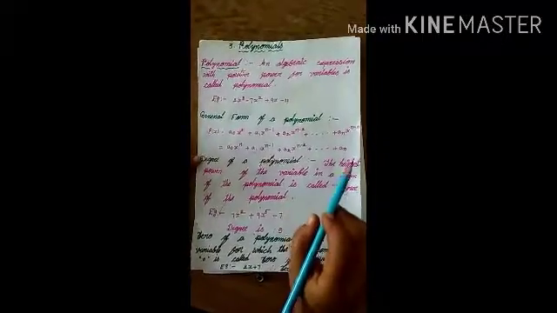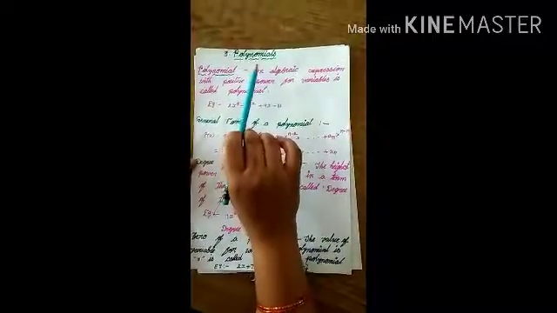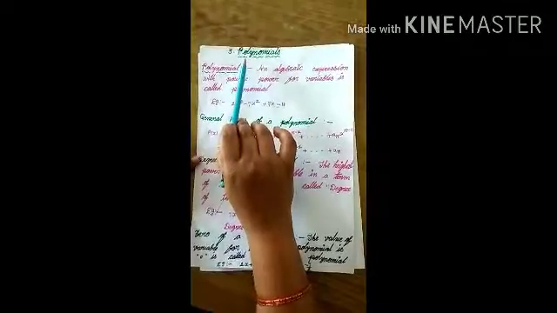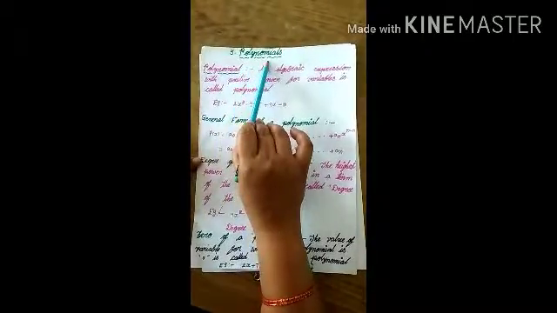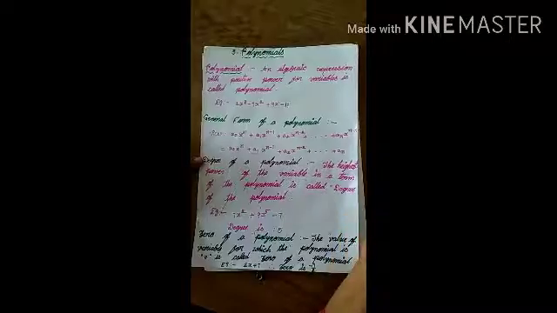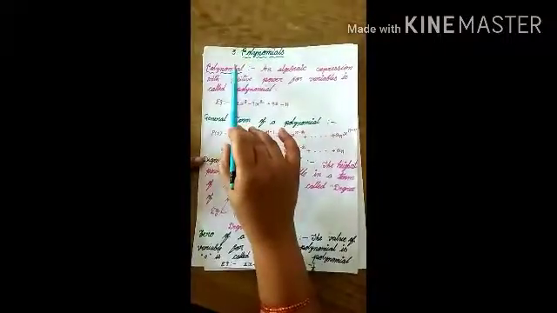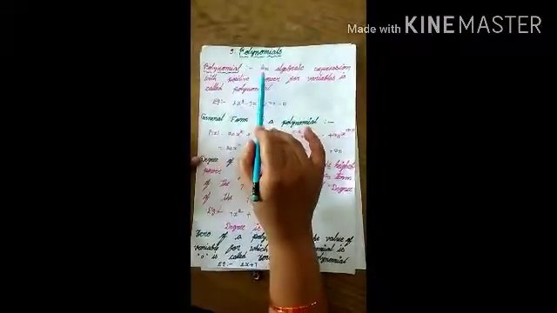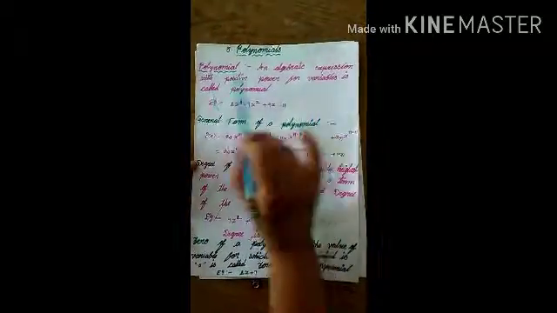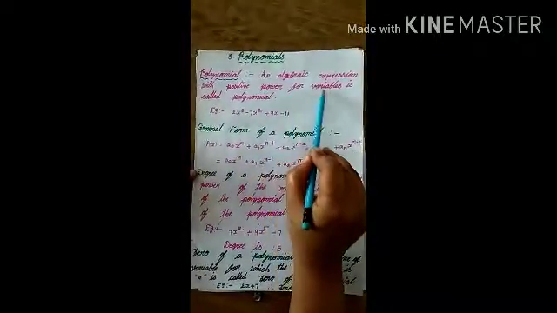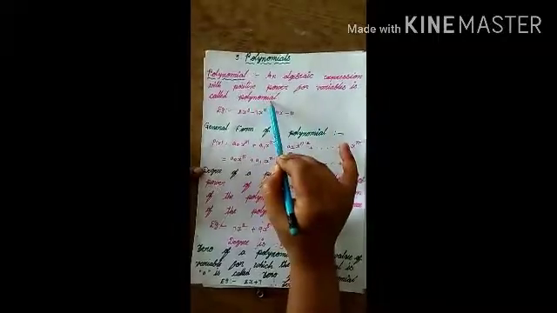Good morning, students. Today I am explaining 10th class chapter Polynomials. Already we completed first and second chapters. So polynomial definition: an algebraic expression with positive power for variable is called polynomial.